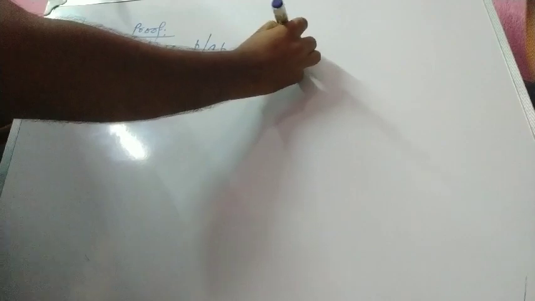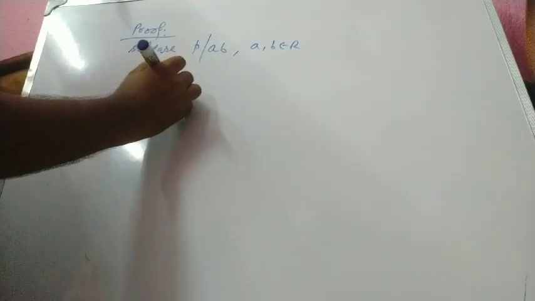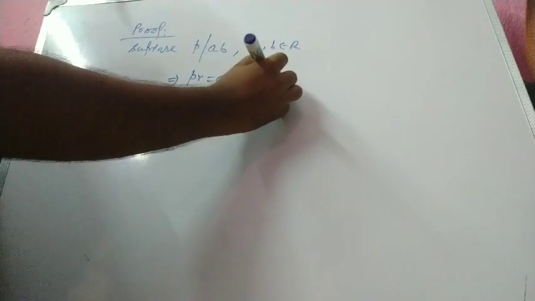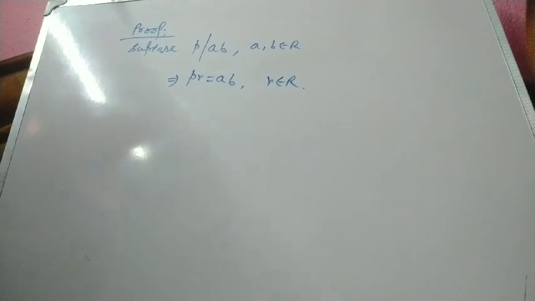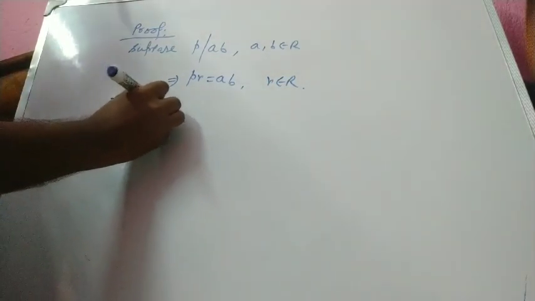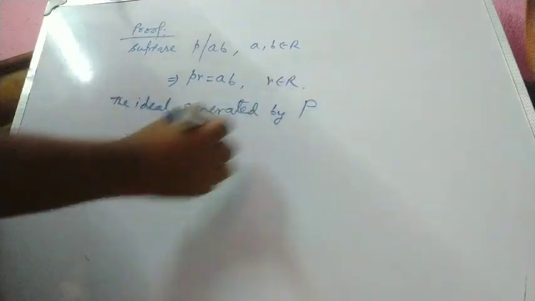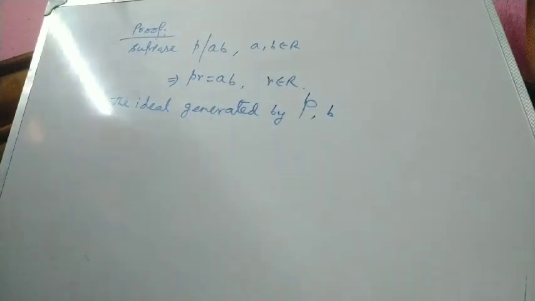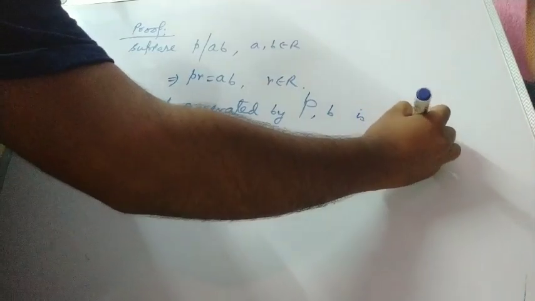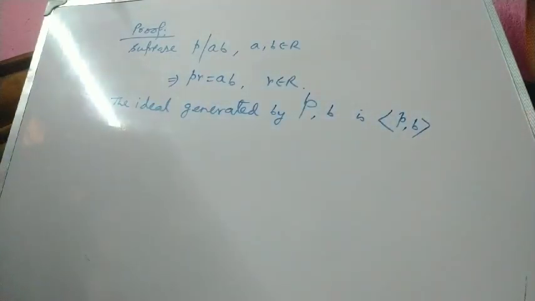তাহলে প্রুফ করার জন্য আমরা কি করব? প্রুফ, সাপোজ p divides ab, okay, where a, b belong to R. Since p divides ab, therefore pr equals ab for some r belonging to R. Now the ideal generated by p and b is (p, b).